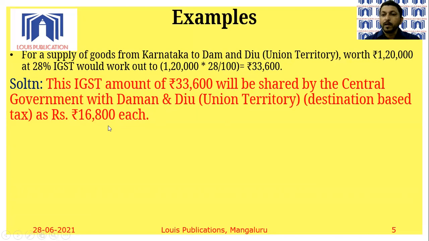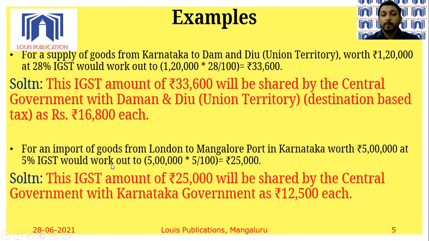Let's take another example on imports. For an import of goods from London to Mangalore port in Karnataka worth rupees 5 lakh at 5%. Now, when we talk about imports, IGST becomes applicable. And a point to note: on import, the importer or the recipient who is based in India will pay GST, or rather IGST, to the central government on the basis of the reverse charge mechanism.